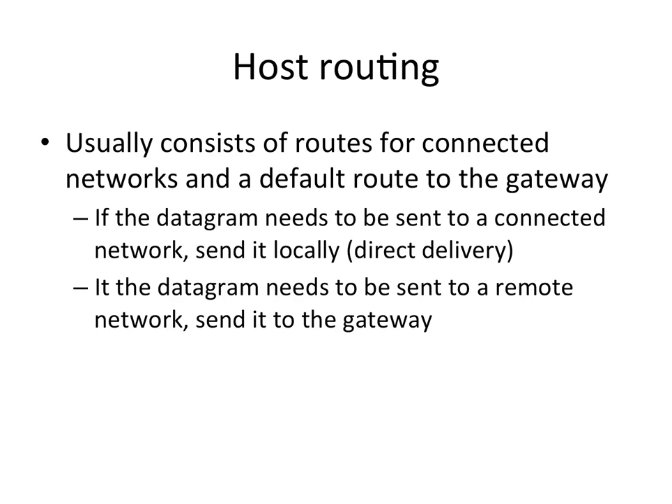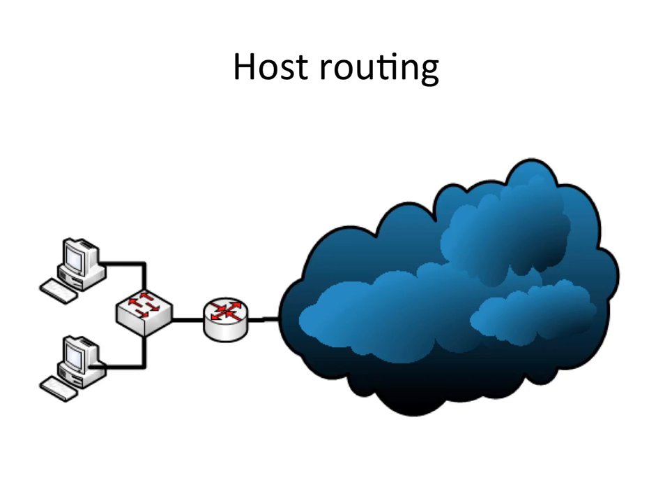We said a host consists of routes for connected networks and a default route to the gateway. How does a host decide how to send the packet? Well, if it has a connected route for that datagram, it will send it locally. Connected means the host is connected to that network. If it doesn't have a connected route, then it will usually send it to its default gateway.